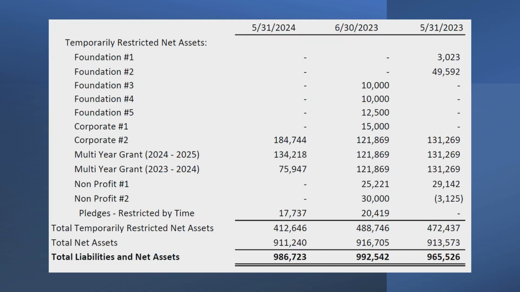This sample Statement of Financial Position highlights temporarily restricted net assets and total liabilities and net assets. Temporarily restricted net assets include funds designated for specific programs or projects based on donor restrictions. These resources must be used as intended before they can be reclassified as unrestricted. The Totals section provides a complete financial snapshot, summing up all assets, liabilities, and net assets to ensure the statement remains in balance. Understanding these figures is crucial for assessing the organization's financial position and long-term sustainability.